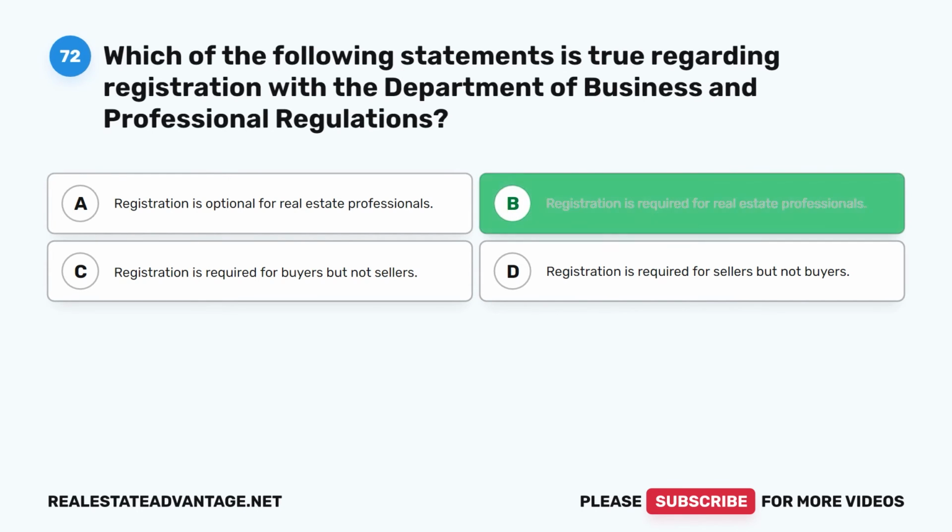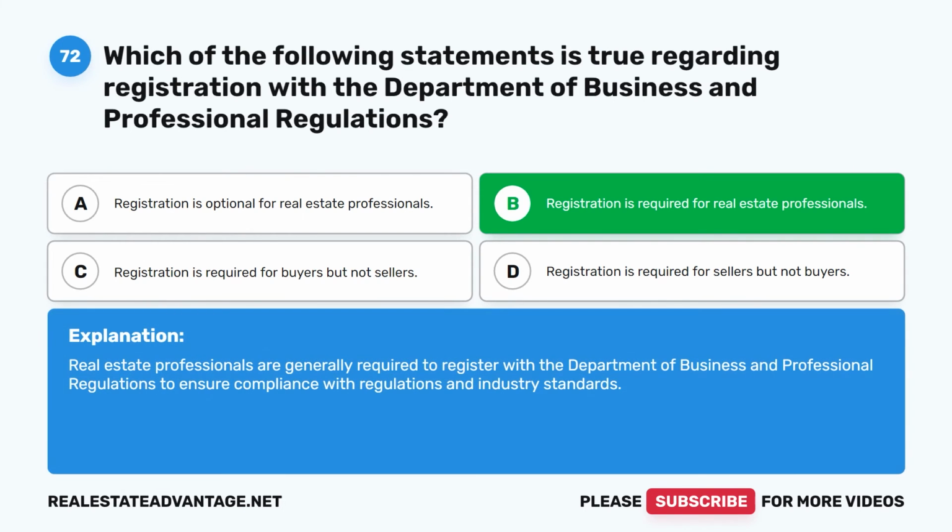The correct answer is B. Registration is required for real estate professionals. Real estate professionals are generally required to register with the Department of Business and Professional Regulations to ensure compliance with regulations and industry standards.